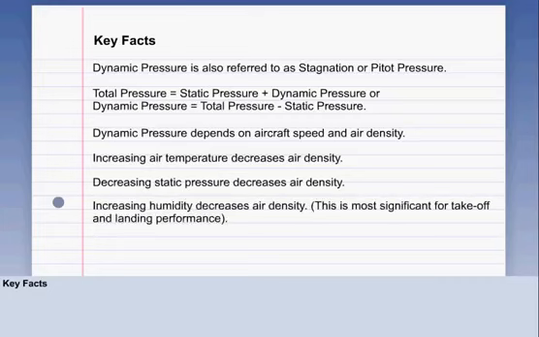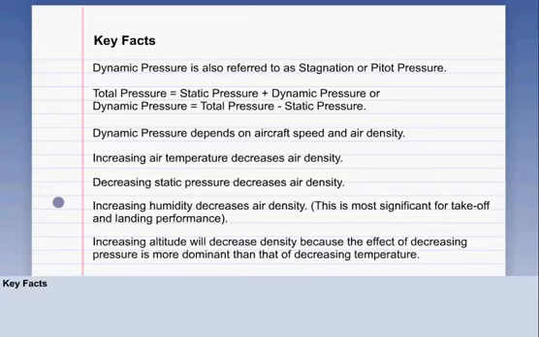Increasing humidity decreases air density. The reason for this is that water vapour is about 5/8 the density of dry air. Humidity is most significant for takeoff and landing performance, but is actually not factored when considering aircraft performance. Increasing altitude will decrease density, because the effect of decreasing pressure is more dominant than that of decreasing temperature.